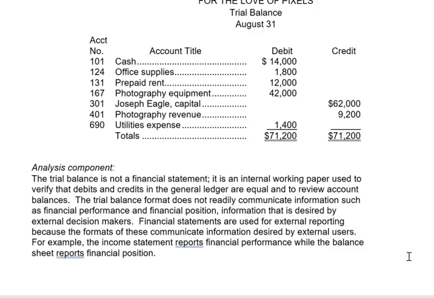So to answer that, for your financial statements for your bank, if Joseph wanted to buy a building, I'd suggest him taking from this trial balance, creating the income statement, the statement of owner's equity, and ultimately your balance sheet, and taking those to the bank.